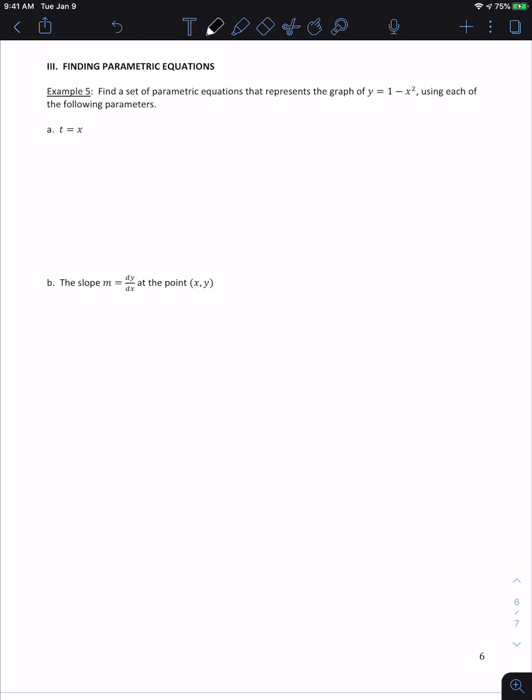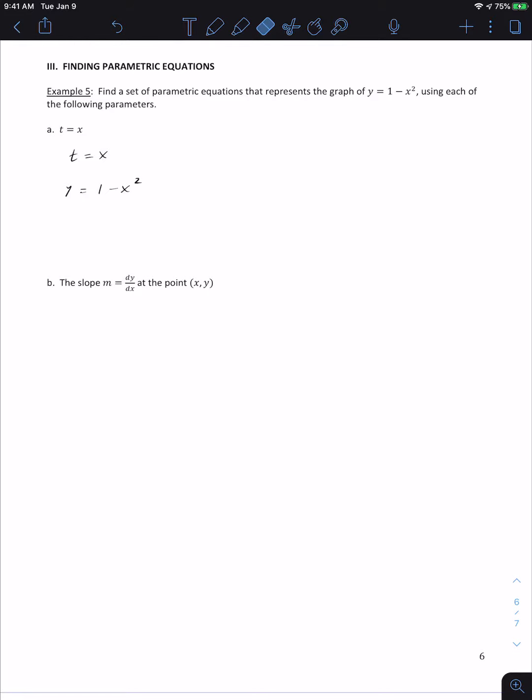So I want to look at this example here. Find a set of parametric equations that represents the graph of y equals 1 minus x squared using each of the following parameters. So t equals x. So that's what I'm setting it to, t equals x. Notice that's just what x is equal to, right? So then what do we do? Well, I know t equals x, so I can go into the other equation, the rectangular equation, 1 minus x squared.